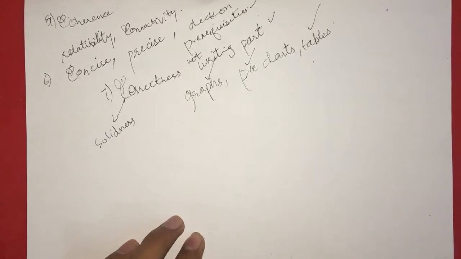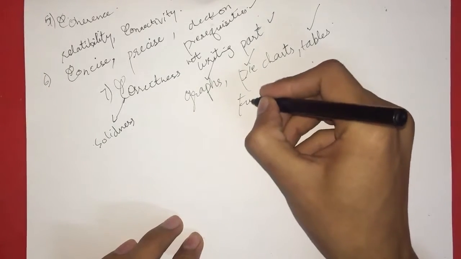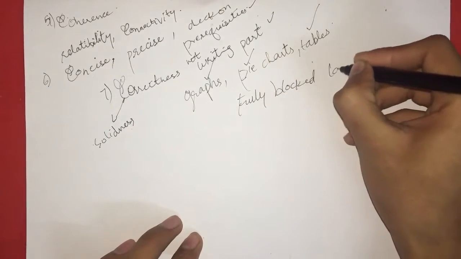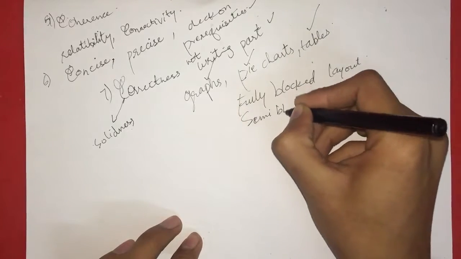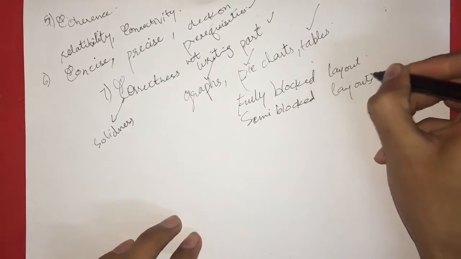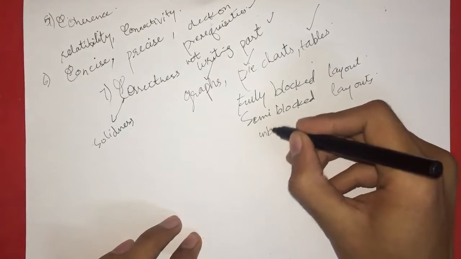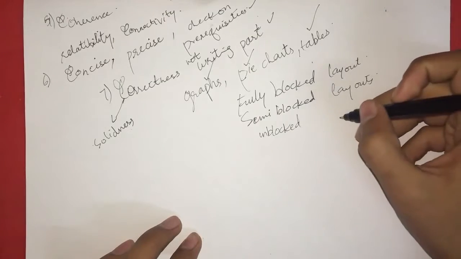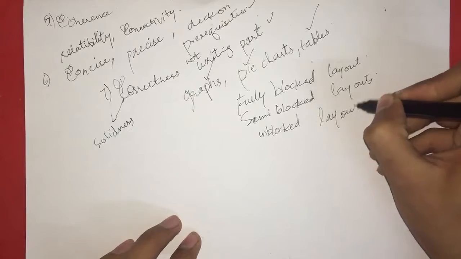There are different layouts of letters. For example, you have the fully blocked layout, you have semi-block layouts, and you have unblocked, or you can say the informal one. Yeah, I think that's the unblocked layout.